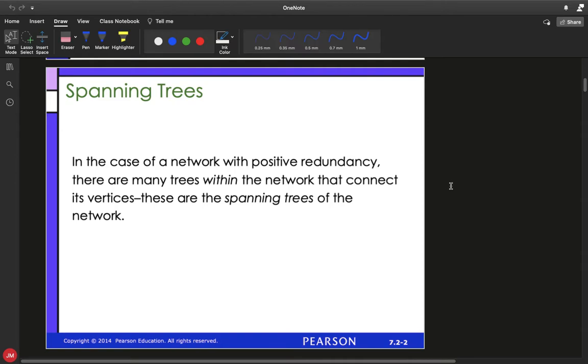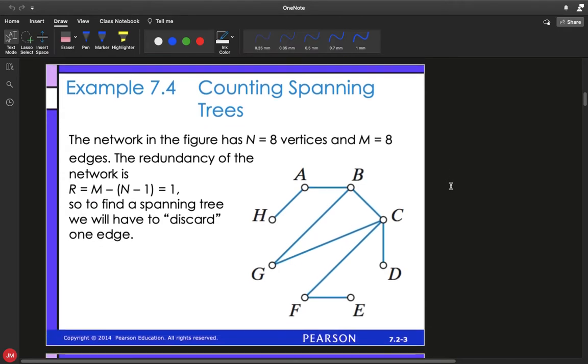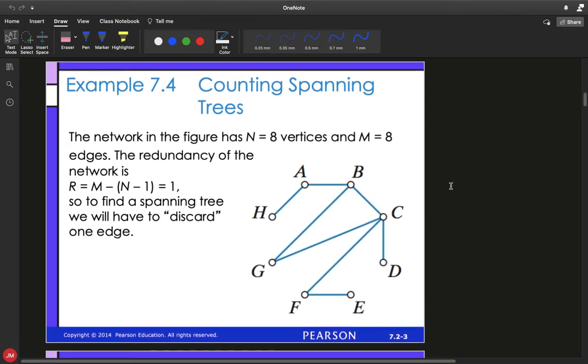to be trees within the network that connect its vertices. These are the spanning trees of the network. Let's talk a little bit more about redundancy. So redundancy, what we mean by that is that there are extra edges that we don't need. Redundancy basically means that we have extra edges that are not needed. And so when we calculate the redundancy, we're looking at how many extra edges there are.